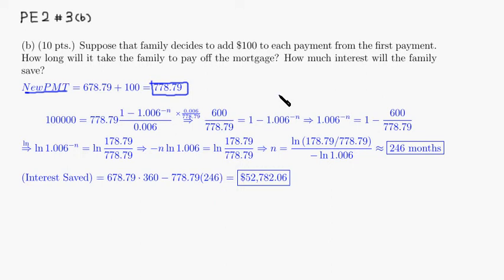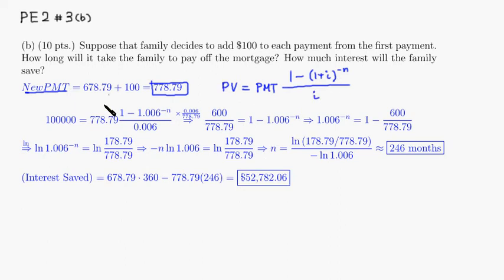Now since we're paying $100 extra, they're not going to have to make 360 payments. So it's going to be a little bit less than 360 payments. So let's compute that. The formula is the same. It's a present value formula. PV is equal to payment PMT times 1 minus 1 plus i to the negative n power, all over i.